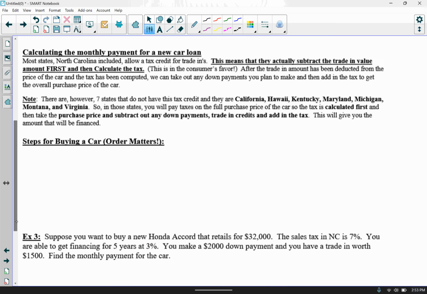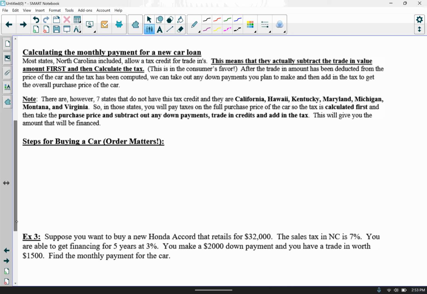I'm going to come down here to looking at the monthly payment for a car loan, because at some point, maybe you've already done this before in your life, or, at some point you probably will do this, where you will buy a car for yourself. So we want to talk about, well, how is that calculated?